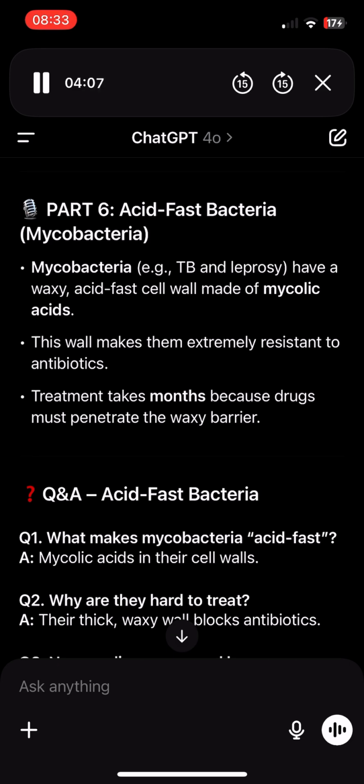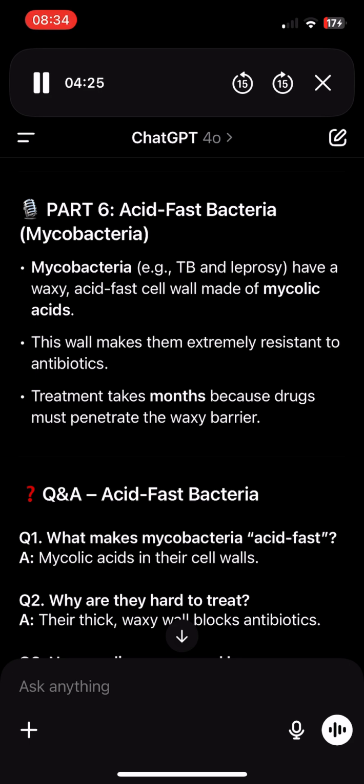Part 6. Acid-fast bacteria. Mycobacteria. Mycobacteria, e.g., TB and leprosy, have a waxy acid-fast cell wall made of mycolic acids. This wall makes them extremely resistant to antibiotics. Treatment takes months because drugs must penetrate the waxy barrier.